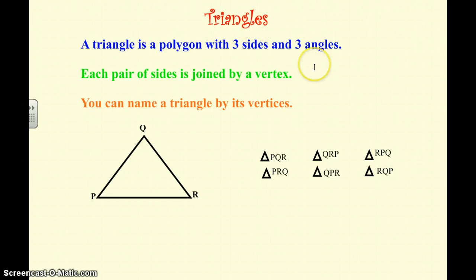So let's take a look at this triangle. Each pair of sides is joined by a vertex. A vertex is a point where 2 sides meet. So here's one vertex, here's another vertex, and here's another vertex. You can name a triangle by its vertices. Now if you're saying, what, vertices? Well, let's look. You have vertex here, Q, P, R, and together these make up vertices. Vertices is the plural for the word vertex.